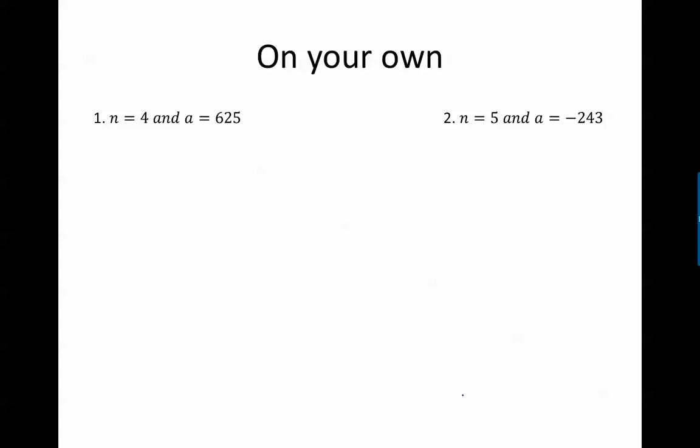All right, welcome back. Here were your two evaluation questions that you had to do on your own there. And so here we go. This is the fourth root of 625, which turns out to be 5. And then we've got the fifth root of negative 243, and that turns out to be negative 3. If you had a hard time with that evaluation, please make sure you ask a question before moving on.